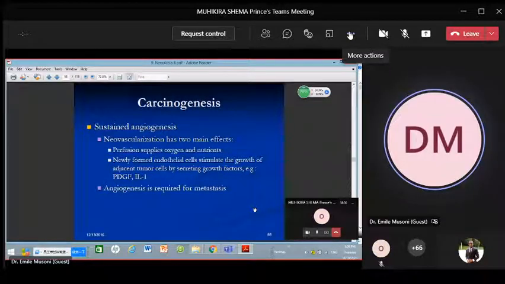There is also angiogenesis. Neovascularization has two main effects. Perfusion supplies oxygen and nutrients. Newly formed endothelial cells stimulate the growth of the adjacent tumor by secreting growth factors, interleukin and platelet-derived growth factors. Angiogenesis is required for metastasis.